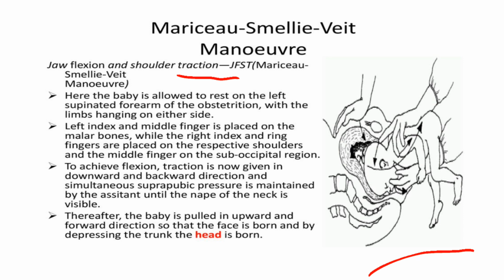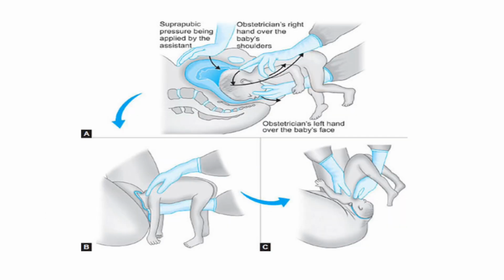Then to achieve flexion, traction is given in a downward and upward direction, and simultaneous suprapubic pressure is maintained by the assistant, which is this one, until the nape of the neck is visible. Thereafter the baby is pulled in an upward and forward direction so that the face is born, and by depressing the trunk the head is also born. So this is what we are talking about.